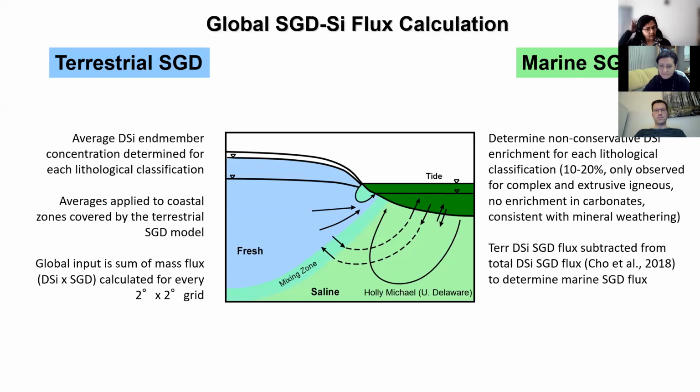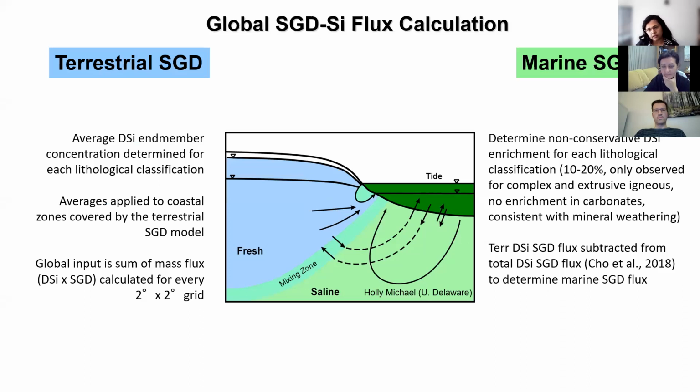Now for marine SGD, what we started doing is that we determined the non-conservative enrichment for each lithological classification. And so we took the dissolved silicon concentration in the samples that had a salinity close to whatever was in your surface water, and we subtracted that surface water concentration from that average as well to be conservative. And at that time, while we were writing this paper, Cho et al. also came up with an estimate of total DSi flux.